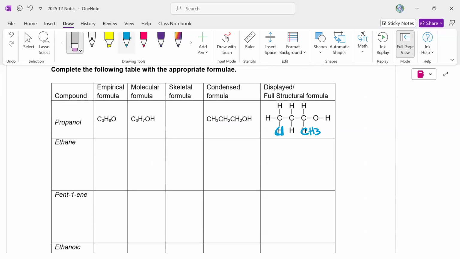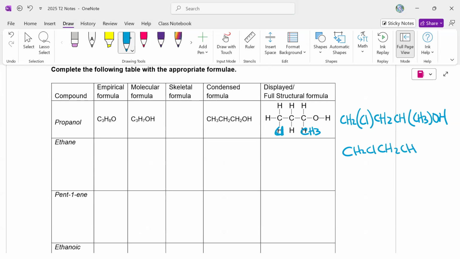So for example, let's say this one is the structure. I will write it like this: CH2 bracket Cl, CH2, then CH, then bracket CH3OH. So you can use brackets. The bracket is telling you there's a substituent there. Because if you write everything in a straight line, you may mistakenly put the CH3 in the main chain. So you can use brackets to help you.